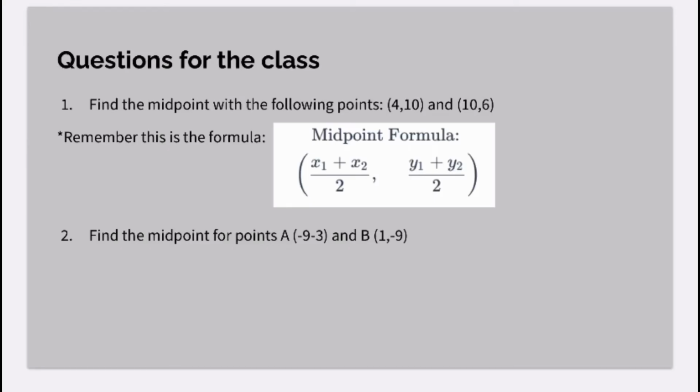These are our questions for the class. The first question is find the midpoint with the following points, 4, 10, and 10, 6. The second question is find the midpoint for points A, -9, -3, and B, 1, -9. You have a minute to solve before we say the answers.